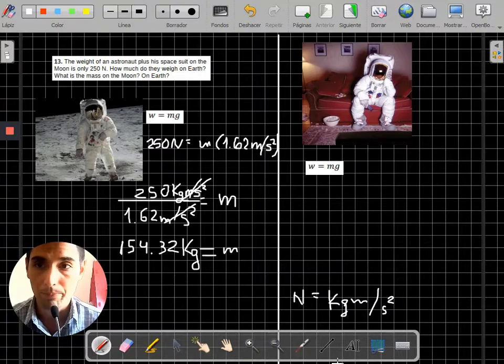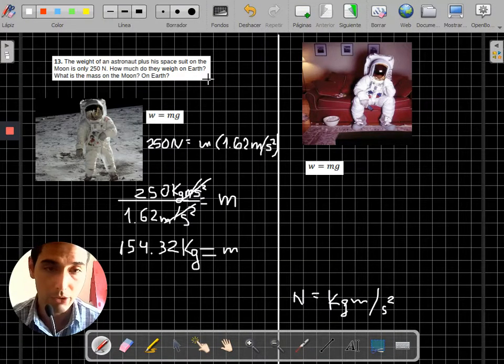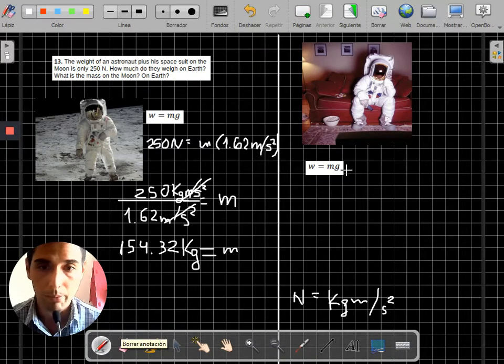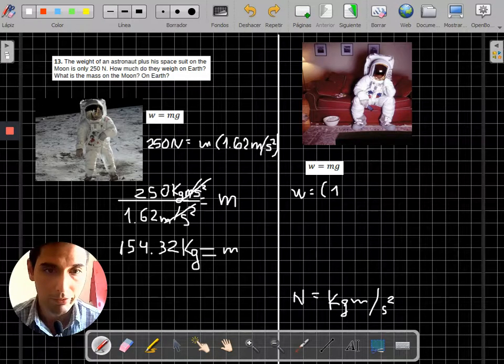Now, what is going to be the weight of the astronaut and the spacesuit on Earth? Well, this time we won't have to isolate the mass. This time our unknown is the weight. So, since we already know the mass of the astronaut plus the spacesuit, we're going to replace here 154.32 kilograms times the value of the gravity on Earth, which is 9.8 meters per square second.